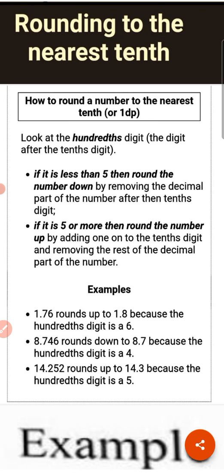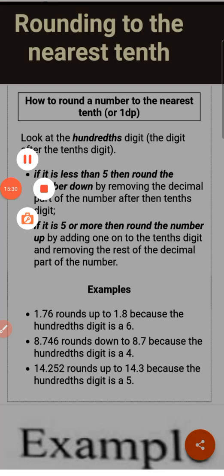100th digit. Okay. If the 100th digit is less than 5, then remove the decimal part of the number after the 10th digit. Remove the part after the 10th digit and write the remaining numbers. Okay. If the 100th digit is 5 or more than 5, then add 1 to the 10th digit and remove the other parts. Other part means 100th, 10,000th, etc. Okay. Hope this topic is clear for you.